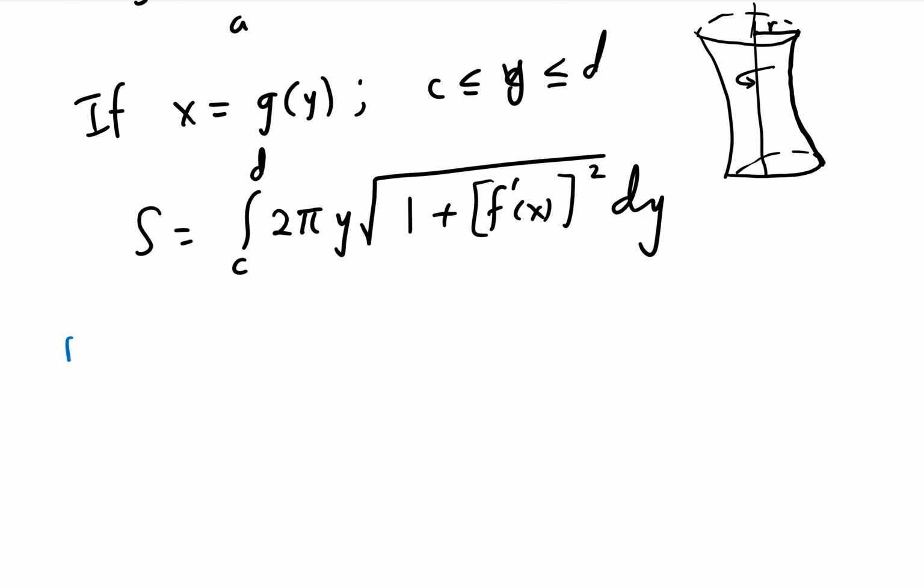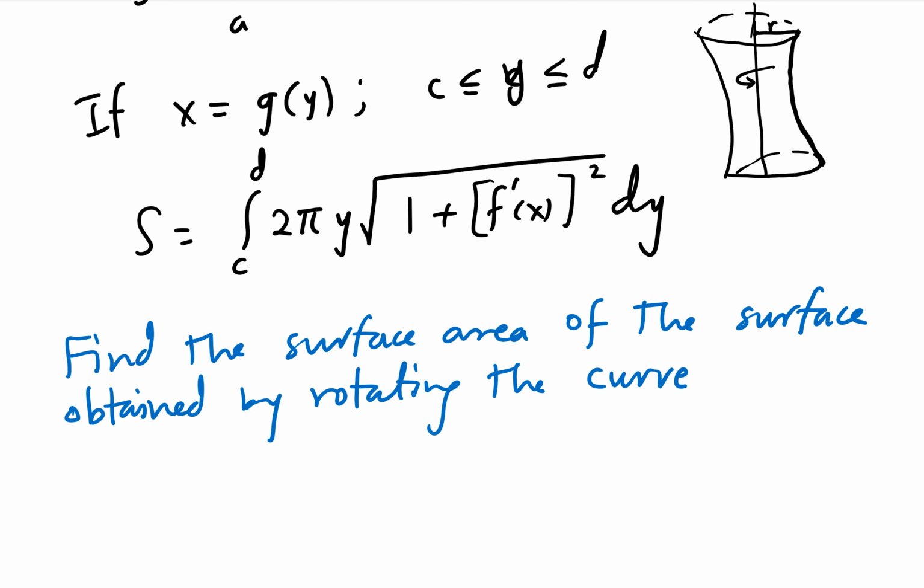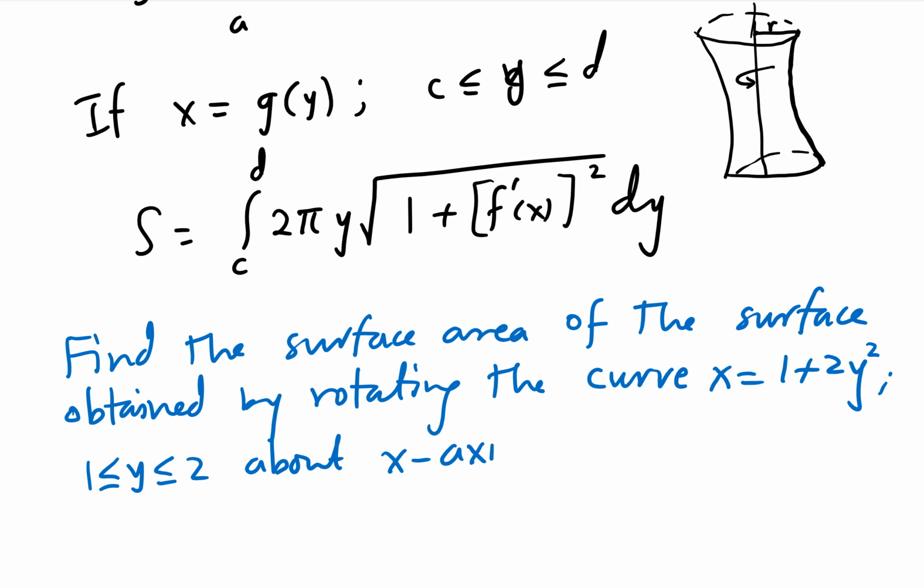As an example, find the surface area of the surface obtained by rotating the curve of equation x equals 1 plus 2y squared about the x-axis.